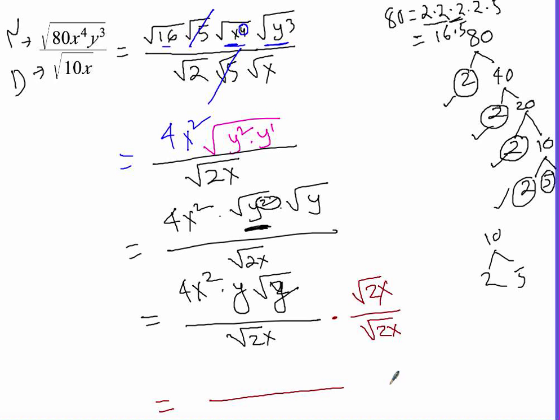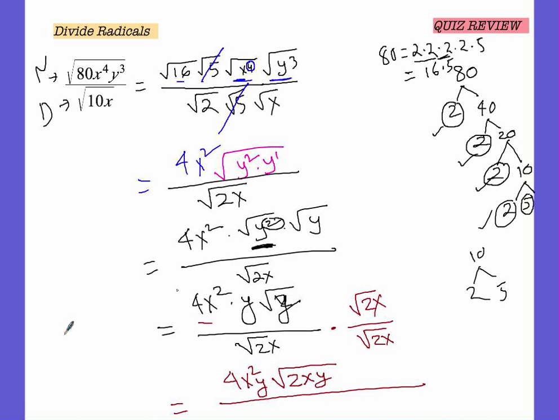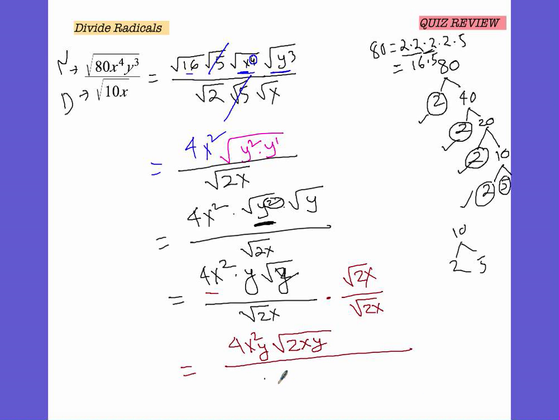On the top, we multiply numerator times numerator. We get 4x squared times y times these two. Now they're both square root, so I'll put them under the same square root: 2 times x times y. And then right here, for the denominator, I'll put those two under the same square root. It's going to be square root of 2 times 2, that's 4, x times x, that's x squared.